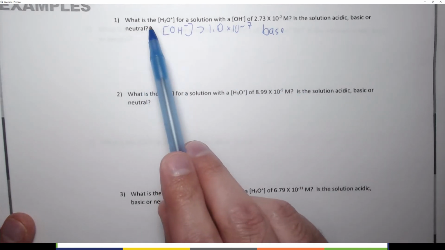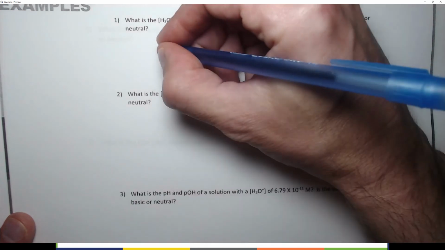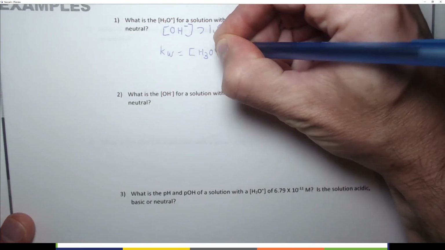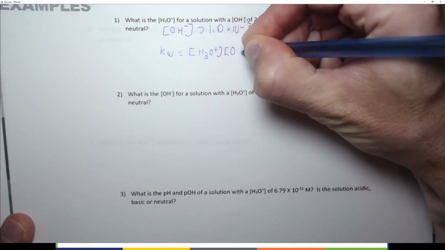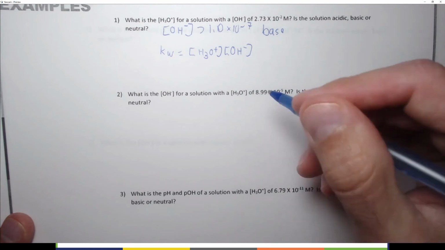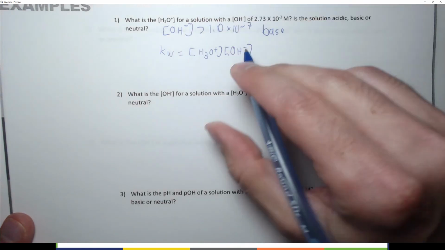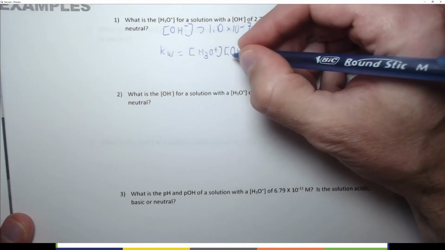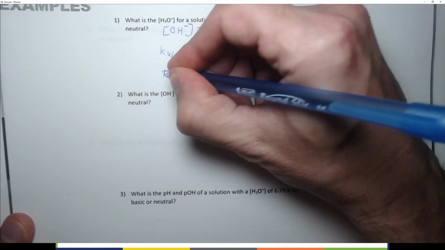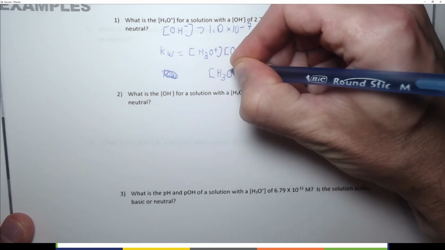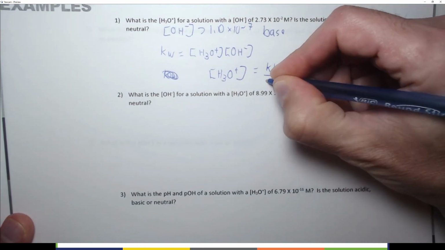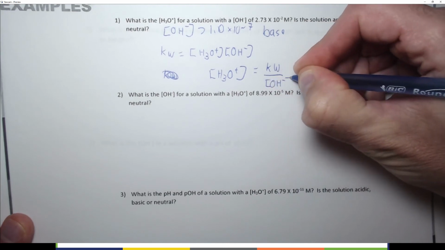That's that. Now, what is the concentration of H3O plus? Well, remember, Kw equals the concentration of H3O plus times the concentration of OH minus. For either one, because we're going to use several of these, in this case, we want the concentration of H3O plus, so we divide by OH minus. Concentration of H3O plus equals Kw divided by the concentration of OH minus.